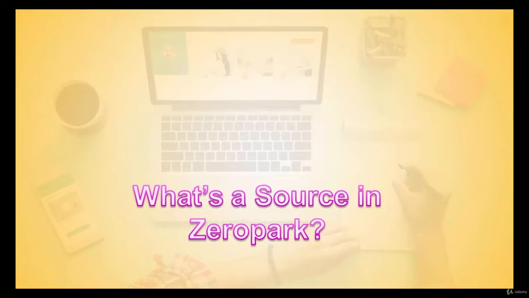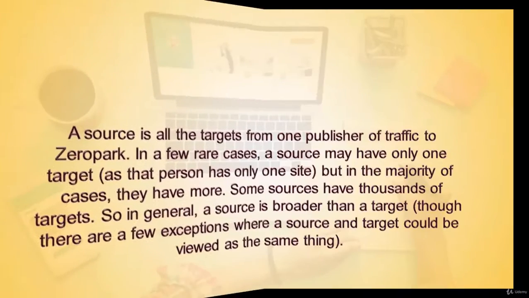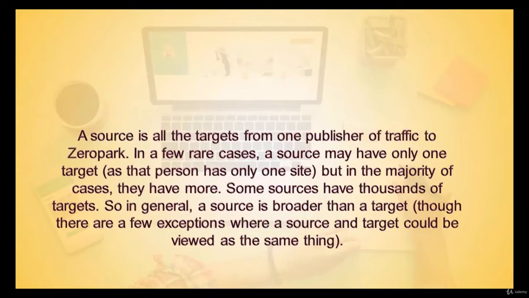What's a source in Zero Park? A source is all the targets from one publisher of traffic to Zero Park. In a few rare cases, a source may have only one target, as that person has only one site, but in the majority of cases, they have more. Some sources have thousands of targets, so in general, a source is broader than a target, though there are a few exceptions where a source and target could be viewed as the same thing.